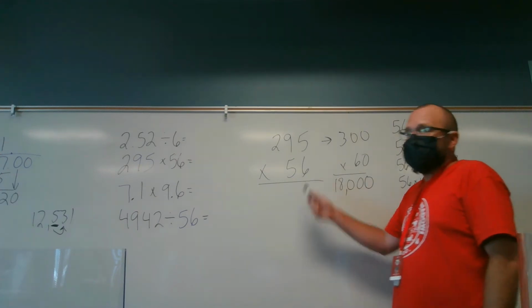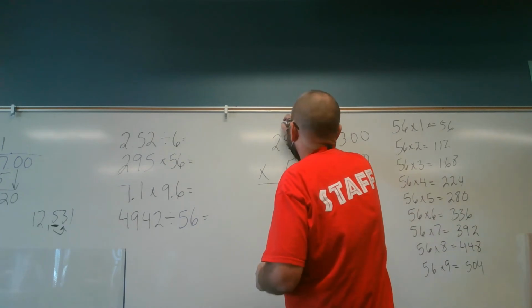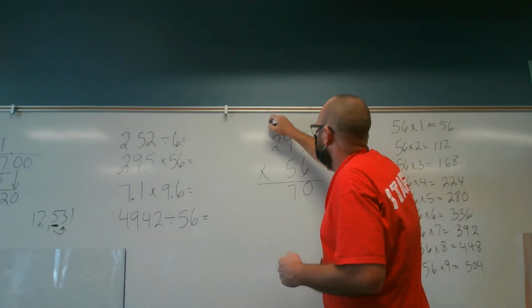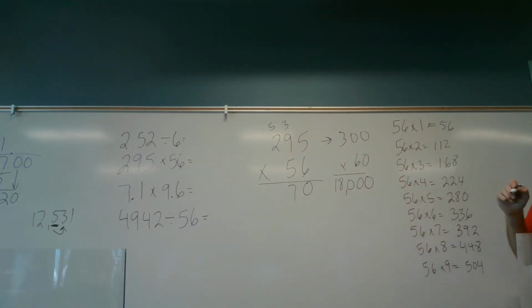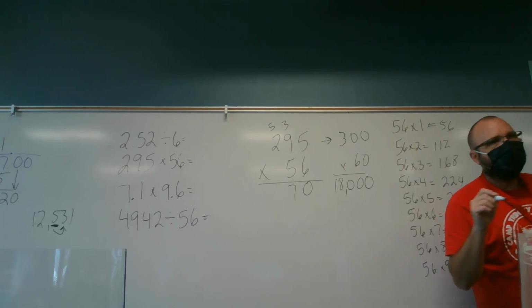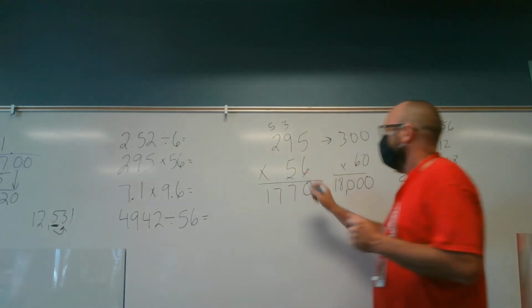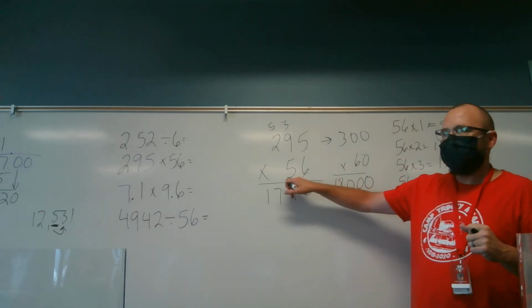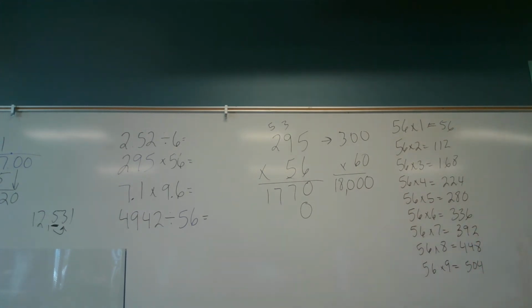All right, so then I start my ones place. 6 ones times 5 ones is 30. 0 ones and 3 tens. 6 times 9 is 54, plus 3 is 57. 6 times 2 is 12, plus 5 is 17. Now I'm actually multiplying 295 times 50 because there's 5 tens. That's why my 0 goes in the ones place.